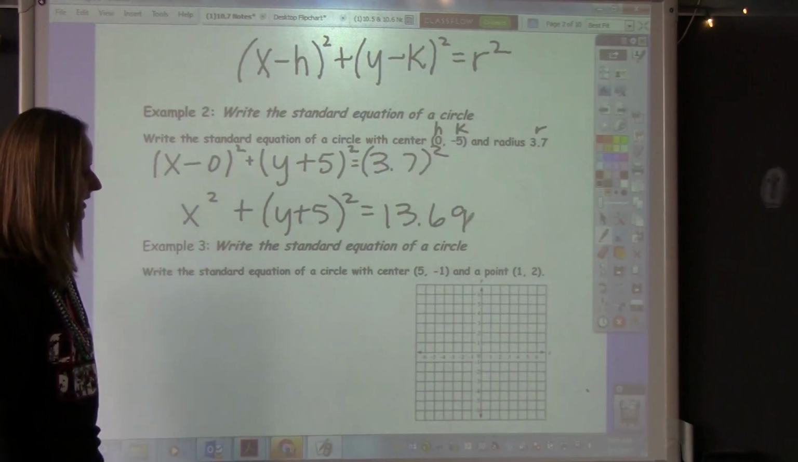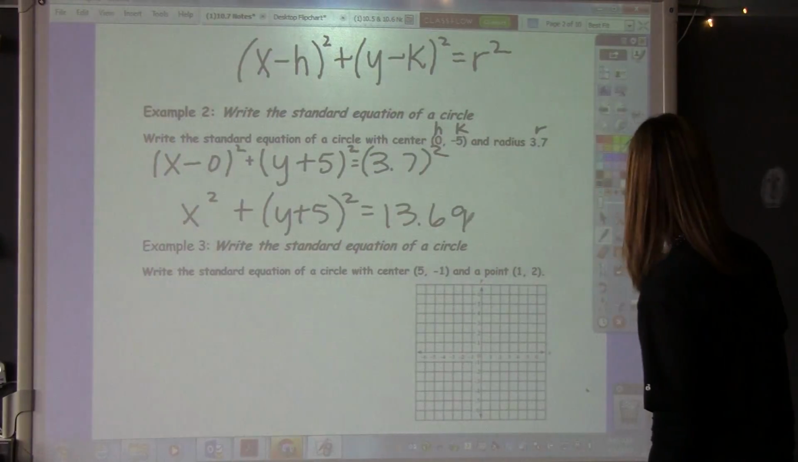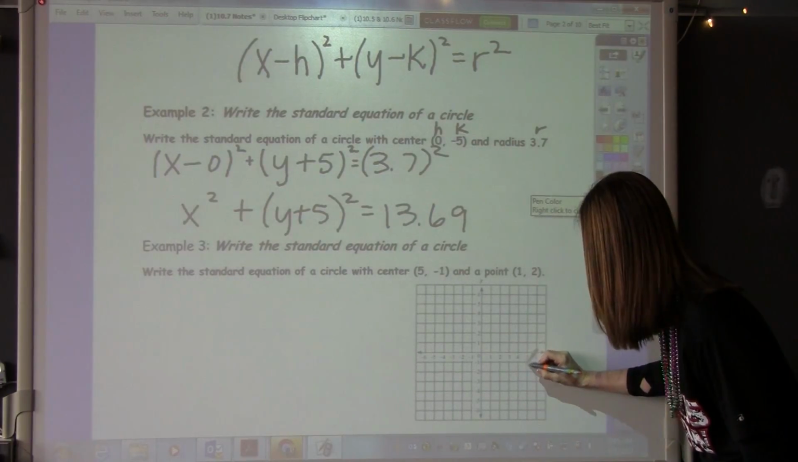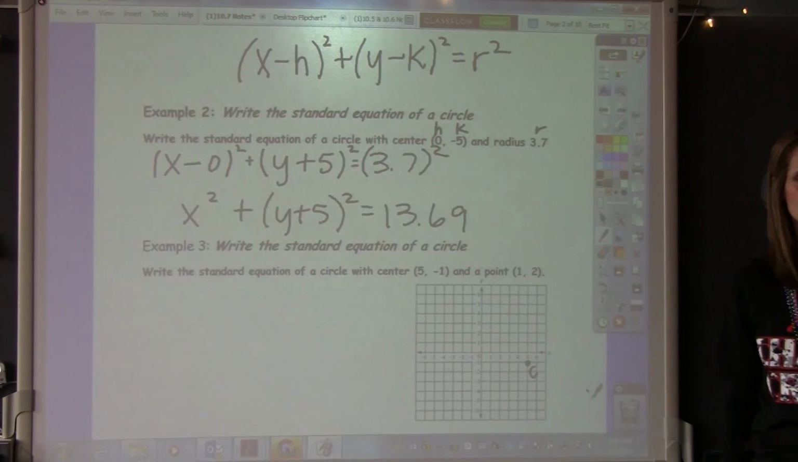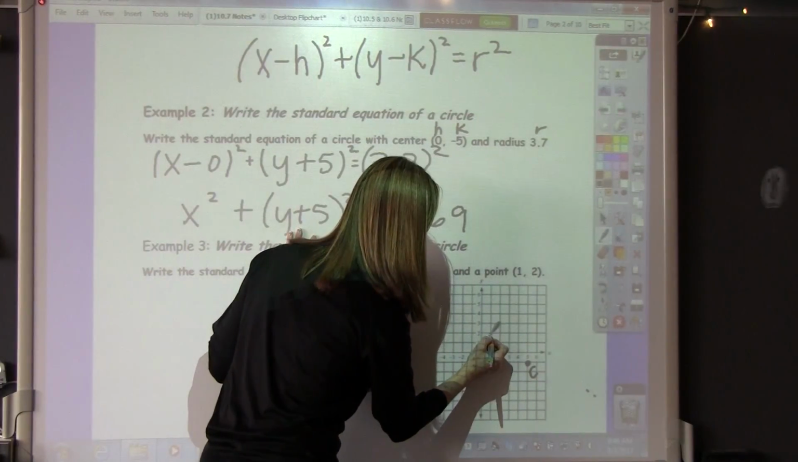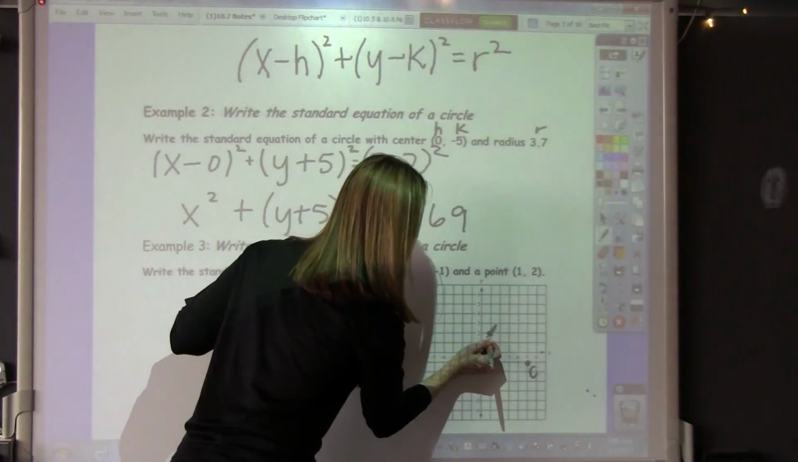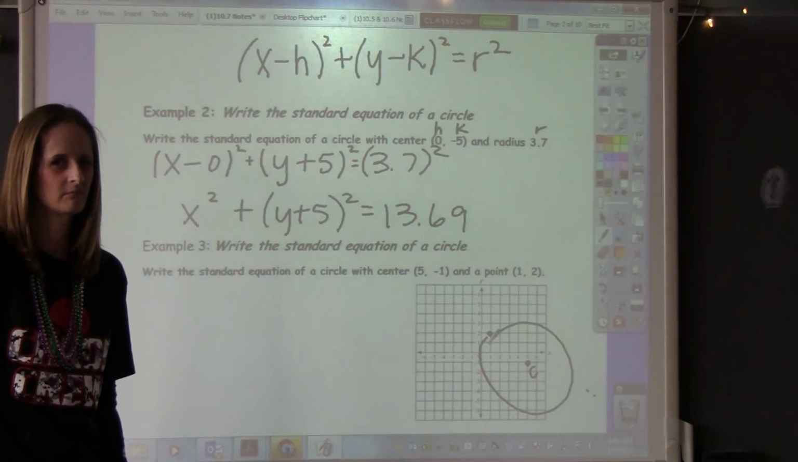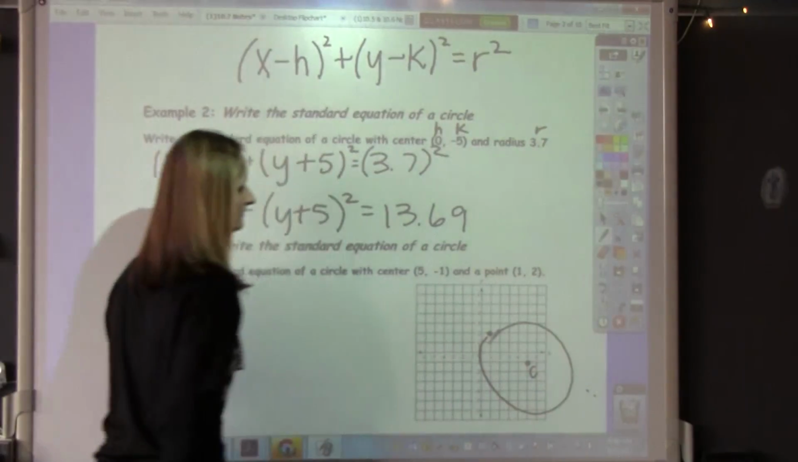Okay, write the standard equation of a circle with the center at (5, -1) and a point at (1, 2). So let's first of all plot these points. So the center is at (5, -1), and I'm just going to put a C there just so I know that's the center. And a point at (1, 2). So what that means is we have a circle that looks like that. Well, you get the point. This point is on the circle, and that's the center of the circle.